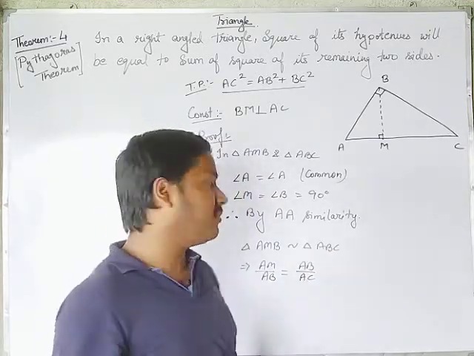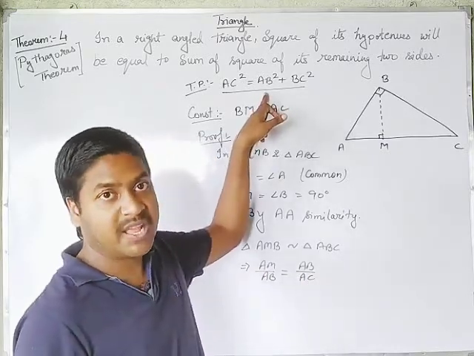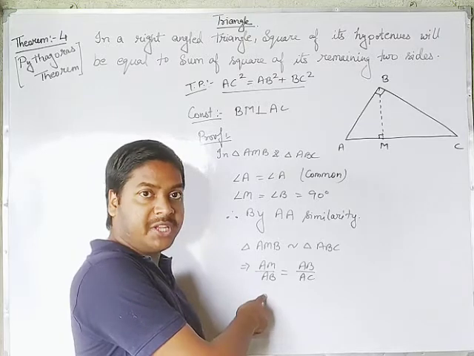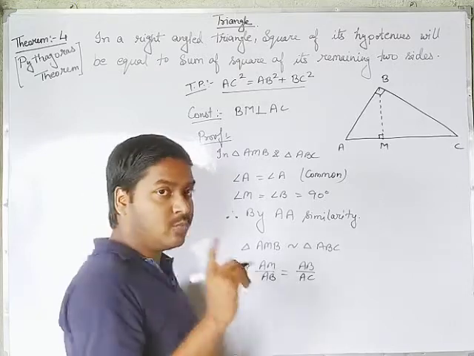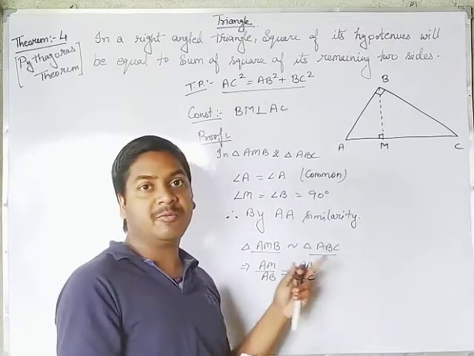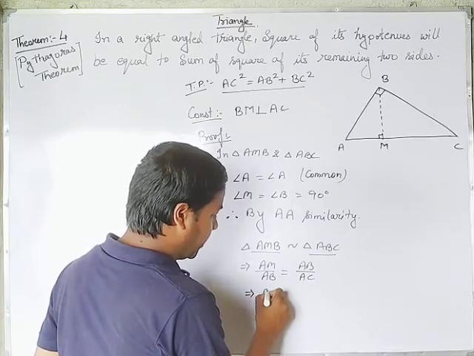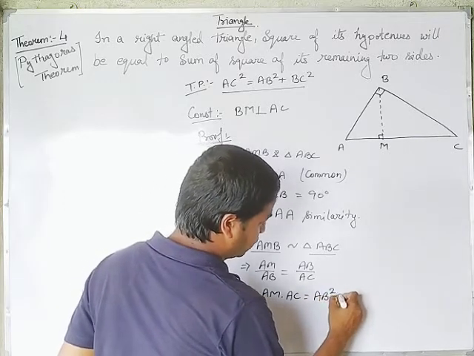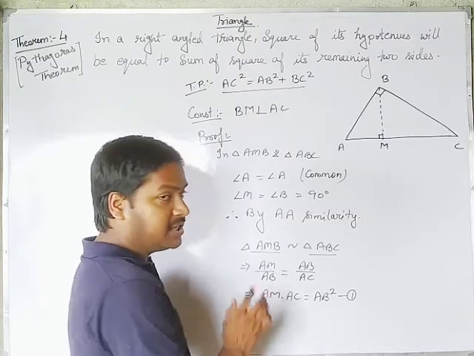You will say, sir, how do you know that we need to take only first two and first last? Just try to get AB square. How will AB square come? AB should be in the denominator and another AB should be in the numerator. Now do cross multiply. One more important thing for this theorem, that the names should be in the perfect manner. If not, then you are unable to get it. Now just do cross multiply. You will get AM into AC is equal to AB into AB, that means AB square. Let it be equation 1.